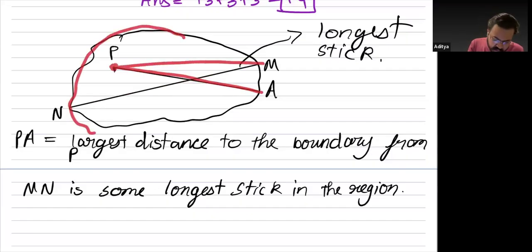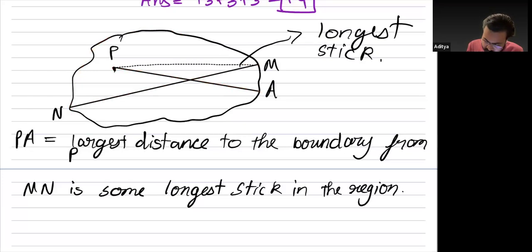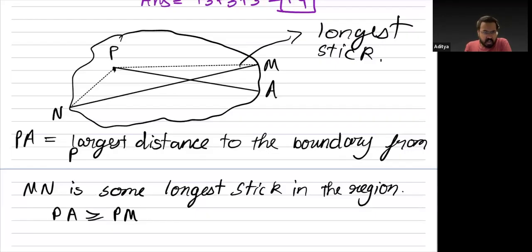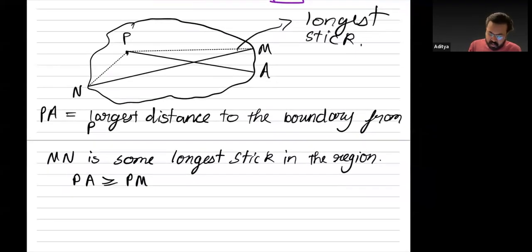PM is also some distance, correct? I can join P point and M point. I can join P point and N point. Can I say that PA is greater than or equal to PM? Anyone has any confusion over here? You can unmute and ask. If you are unable to understand it, no problem. This is slightly advanced stuff only. But since there are few of you who are able to understand this, you can unmute and ask if you have any queries over here.